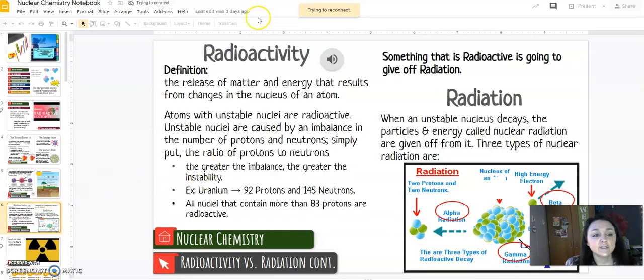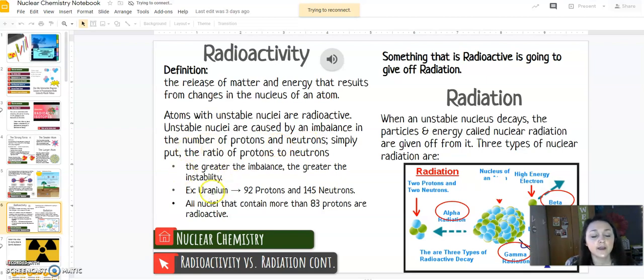So, in essence, radioactivity is whenever we release matter in the form of decay, and it results from a change in the nucleus. So be sure to listen to this gray part right here. Atoms with unstable nuclei are radioactive. Unstable nuclei are caused by an imbalance in the number of protons and neutrons. Remember, when that atom gets too large and the strong force can't hold it together, there ends up being decay.